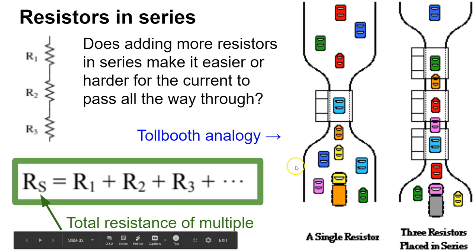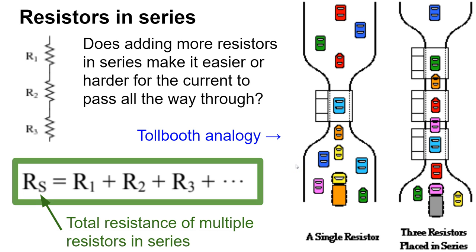So the total resistance of multiple resistors in series, you just add them all together, which kind of makes sense, right? So if they're all 1 ohm, you'd have 1 plus 1 plus 1, and you'd have 3 total ohms of resistance. It's like having one big resistor.